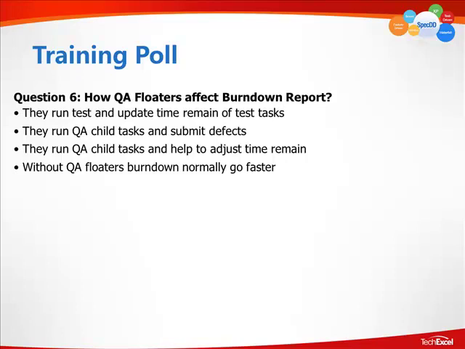Question number 6. How do QA floaters affect the burn down report? Choice 1: They run testing and update time remaining of test tasks. They update it themselves. Choice 2: QA floaters run the QA child tasks and submit defects. Choice number 3: they run QA child tasks and help to adjust the time remaining. Or number 4: without QA floaters, burn down normally goes faster.